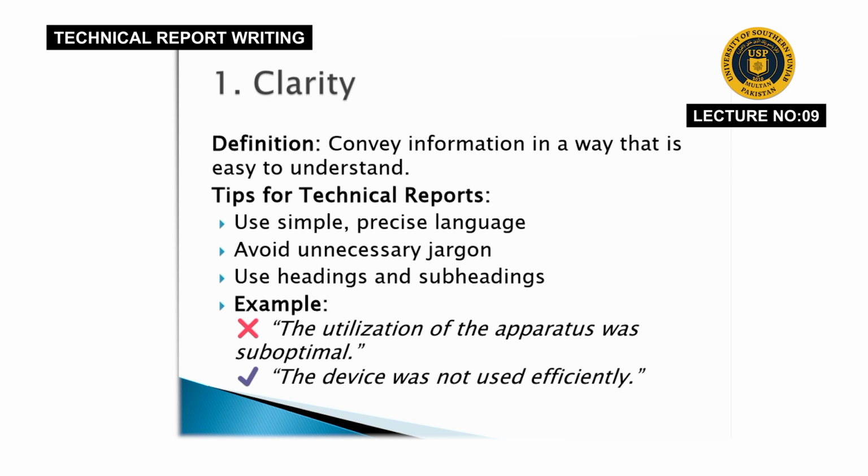So the first C is clarity. This means your message should be easy to understand and free of ambiguity. In technical reports, clarity ensures that your reader doesn't misinterpret your data or instructions. To achieve clarity, here are some tips which you can follow. Use simple, precise language. Avoid overly complicated words unless it's necessary.